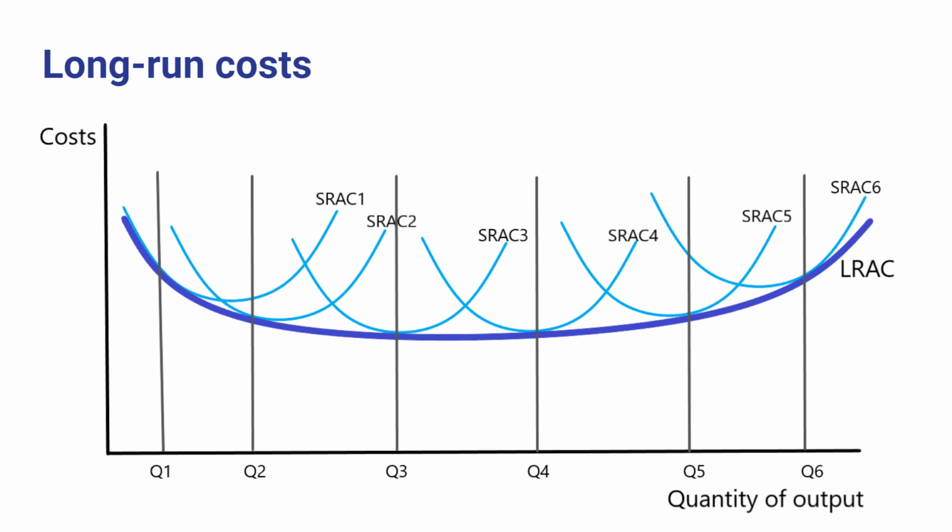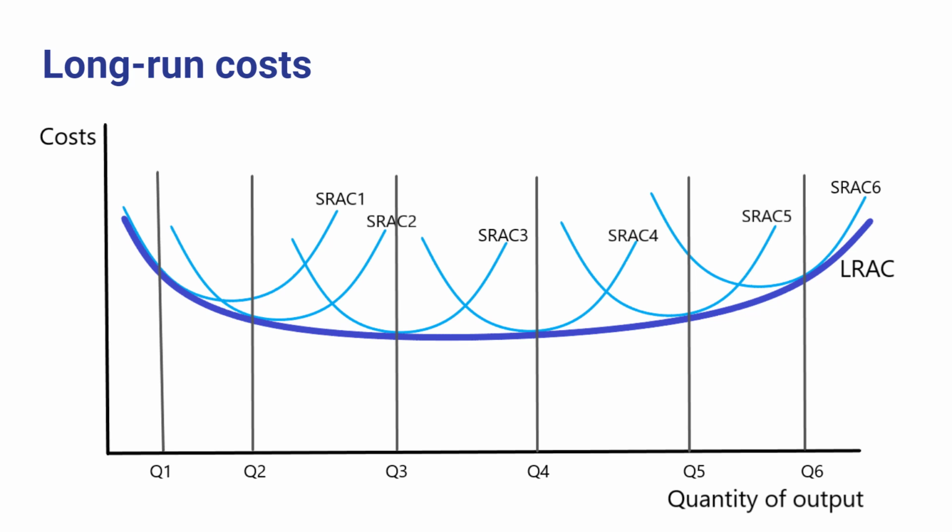There's actually an infinite number of possible short-run average cost curves here. The short-run average cost curve that's tangent at any given point would be the least costly way of producing that output level. Now, I've drawn the long-run average cost curve here as a U-shaped curve, but that's not because of diminishing returns. It's due to some other factors.